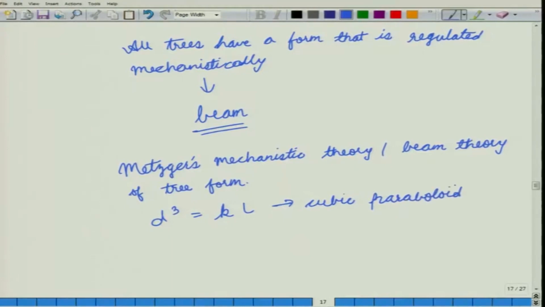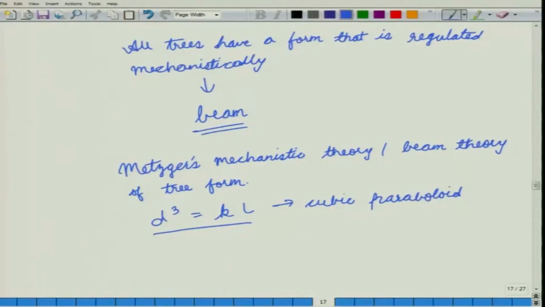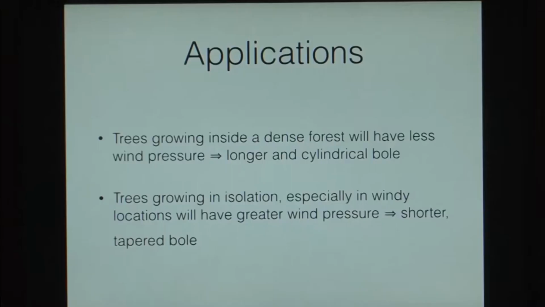Now, you can derive these equations, but you also need to prove it. So, Metzger confirmed this theory for many stems, particularly in the case of conifer species of Europe. Now, how does this theory help us in our forestry applications?